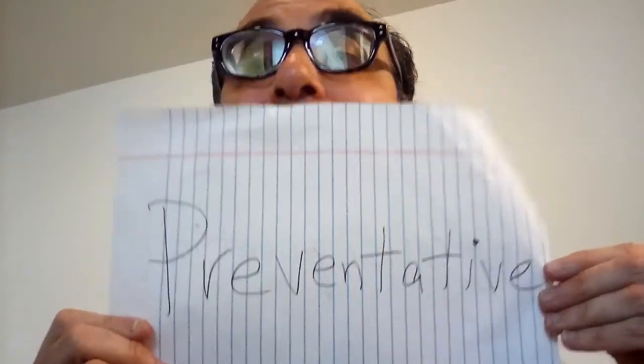Now, what about the preventative method, boys and girls? So the preventative method implies that the teacher uses organization to make sure that no problems occur in the classroom. What do I mean by organized? Well, there's physical organization and then there is mental organization.